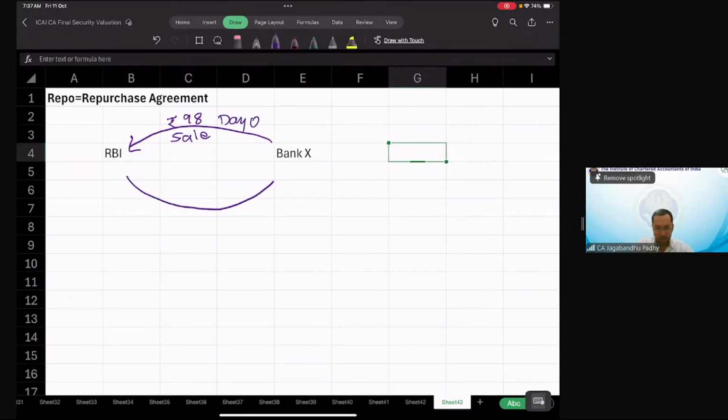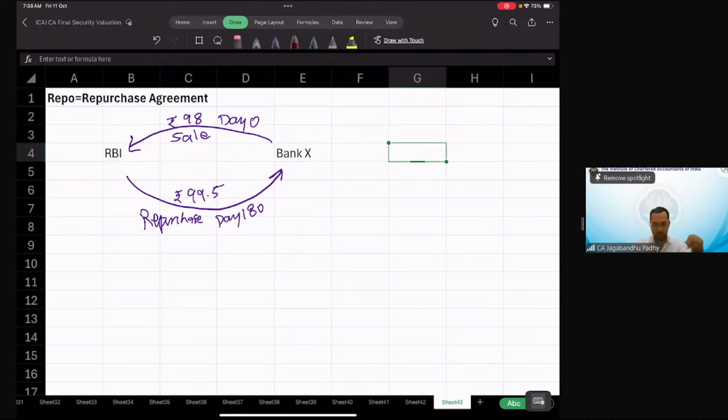Then let's say after 180 days, so day 180, Bank X is going to buy back this government security at a price of 99.5, and this is the repurchase transaction. So Bank X is going to lend money, or not lend money, my bad. Bank X is going to give government security to RBI against a value of 98, and later on, Bank X is going to receive from RBI the government security, and it will have to pay a price of 99.5.